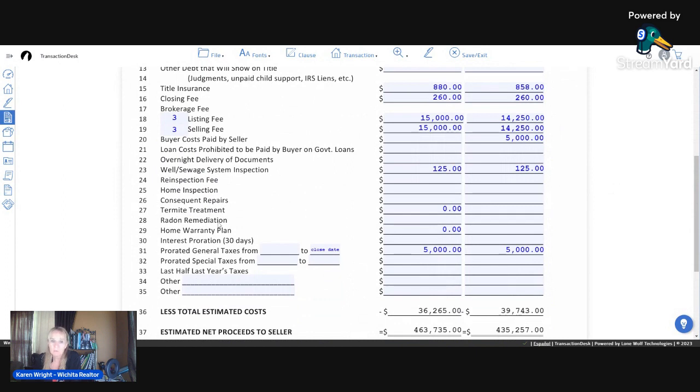Radon remediation, that's if the buyers do a radon inspection and it comes over 4.0, which I just had happen this week, so my buyers are asking for that. Home warranty, currently offers have not been asking for a warranty because it's hard to get a house in a multiple offer situation.